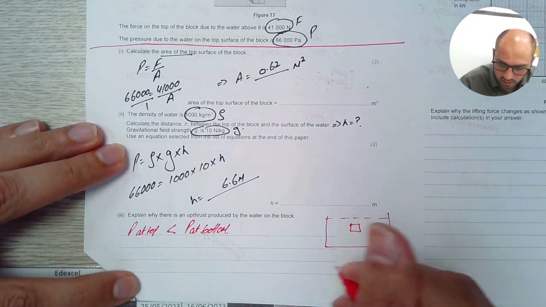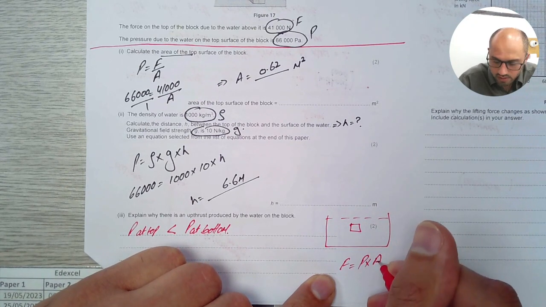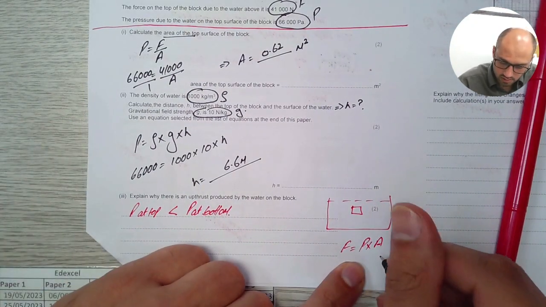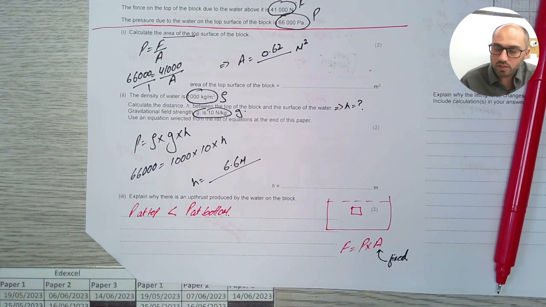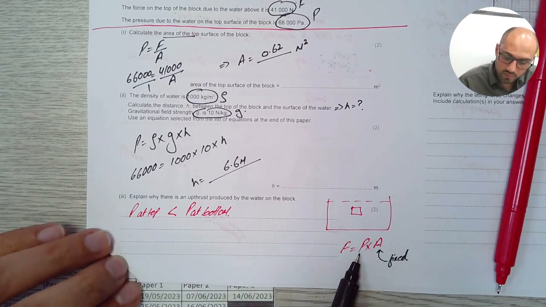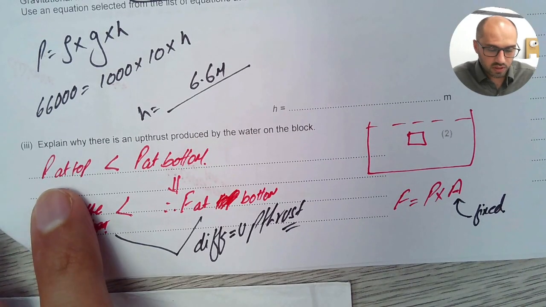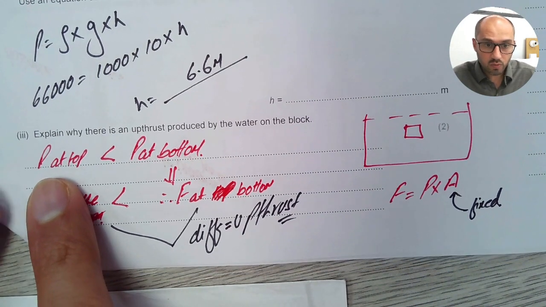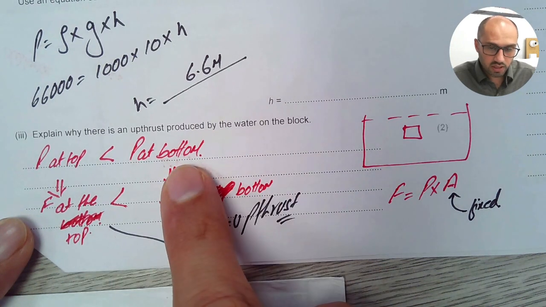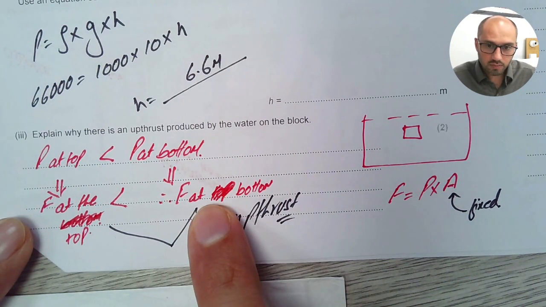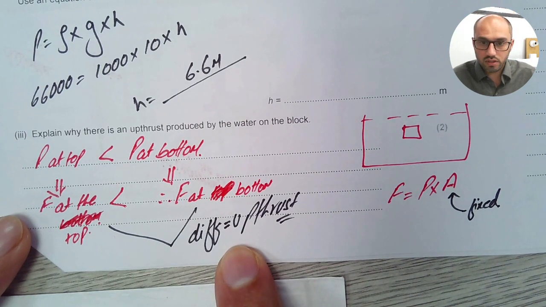To work out the value of force, what will I do? Force will be given by pressure times area. Area is fixed in this case. It can't be changed. Top and the bottom have the same area. So smaller pressure means smaller force. Because pressure at the top is smaller, the force at the top will be smaller, while the pressure at the bottom is bigger, so the force at the bottom will be bigger. If I take the difference of these two, that will be my upthrust.